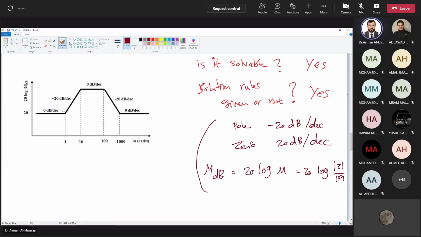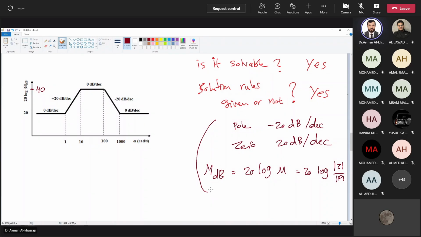So I will check here. I have a corner. What is this per decade? It is moving from 20 to 40. What is the slope here? Even if I don't write 40, you have this 20 decibel. So is this a pole or zero? Zero. Good. So I have a corner frequency.